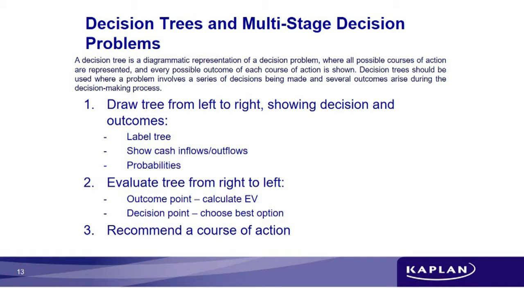As I was saying, what you are expected to know is to interpret the decision tree, not to know how to draw it. But the very important thing is to know how to draw it so that it is easier to actually interpret it. And what are we saying? Number one, you need to draw the decision tree from left to right, showing decisions and outcomes.